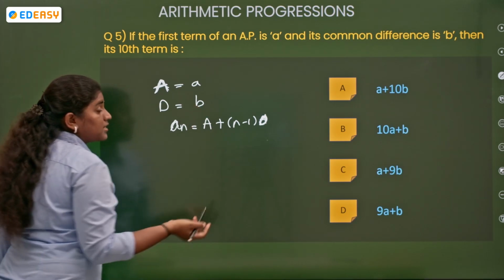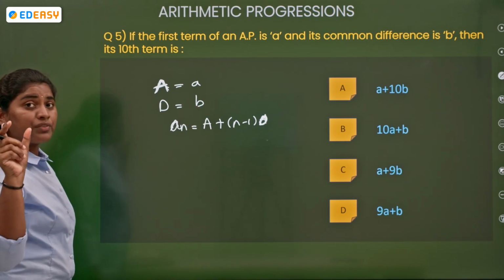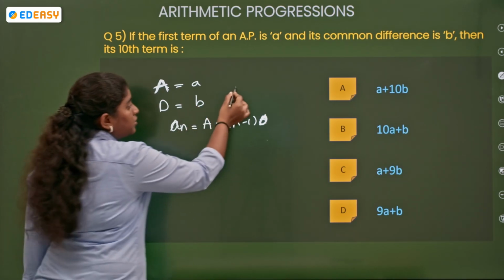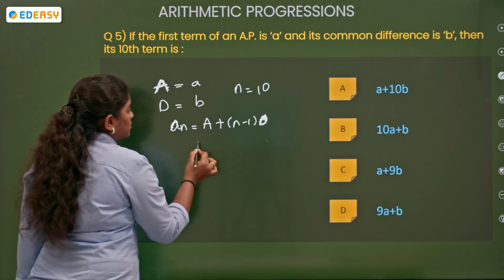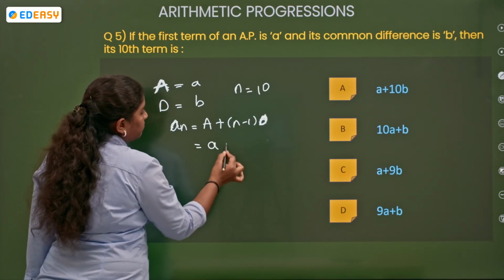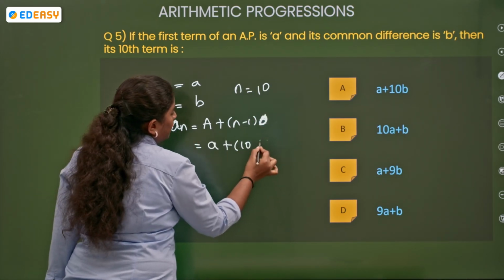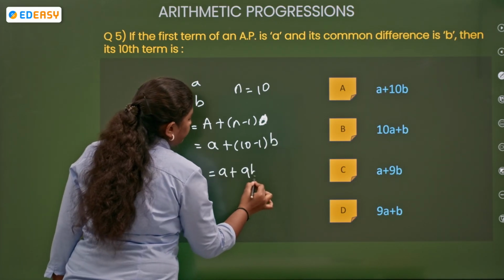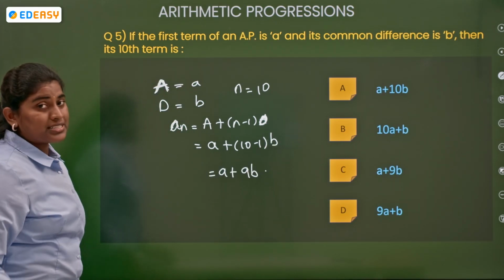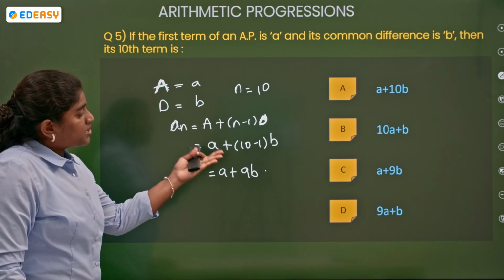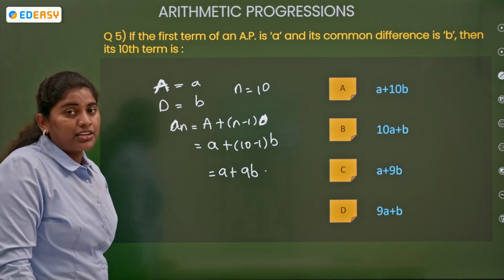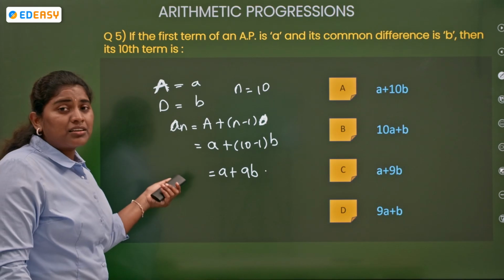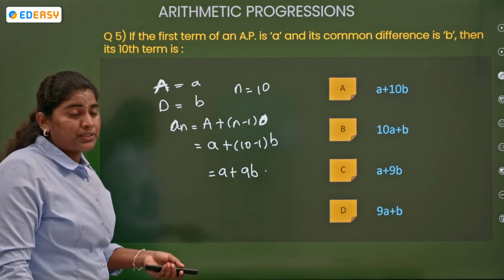Now they are asking us to find the 10th term, so the n value will become 10. So now the value is a plus (10 minus 1) into b, which is nothing but a plus 9b. Right? So what is the correct option? That is our option C. Clear? So simple. Finding the nth term and the sum of n terms will be very simple.